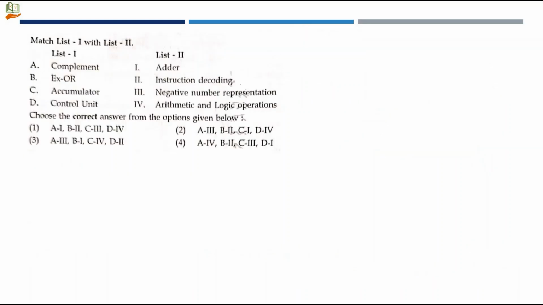Next question, match list 1 with list 2. Let's start with complement first. In the previous question we saw the signed numbers or unsigned numbers are represented in 2's complement representation. So why are we actually using complement? We are using it to represent negative numbers. A will be mapping to 3. A3 is available in 2 options. Rest of the options can be ruled out.